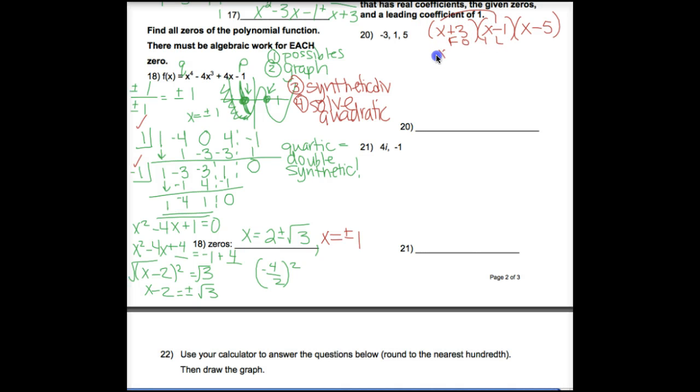So x times x is x squared. X times negative 1 is negative x. 3 times x is 3x. And 3 times 1 is 3. So combine these like terms in the middle. I've got x squared plus 2x plus 3.